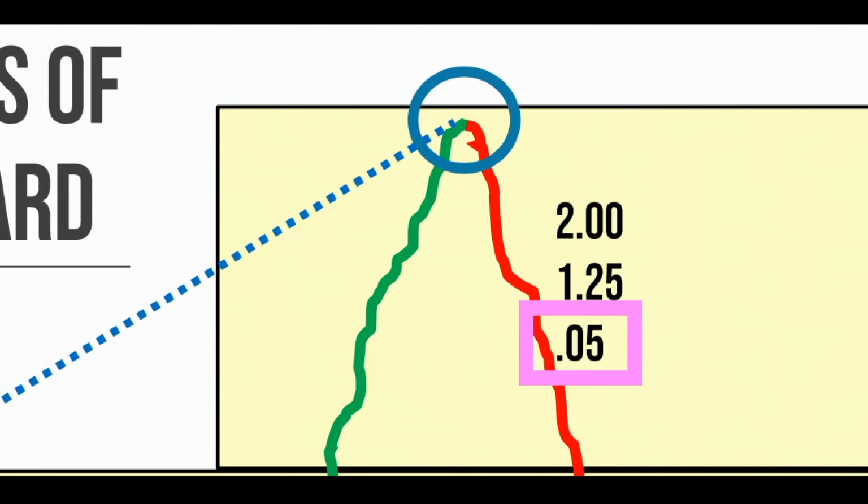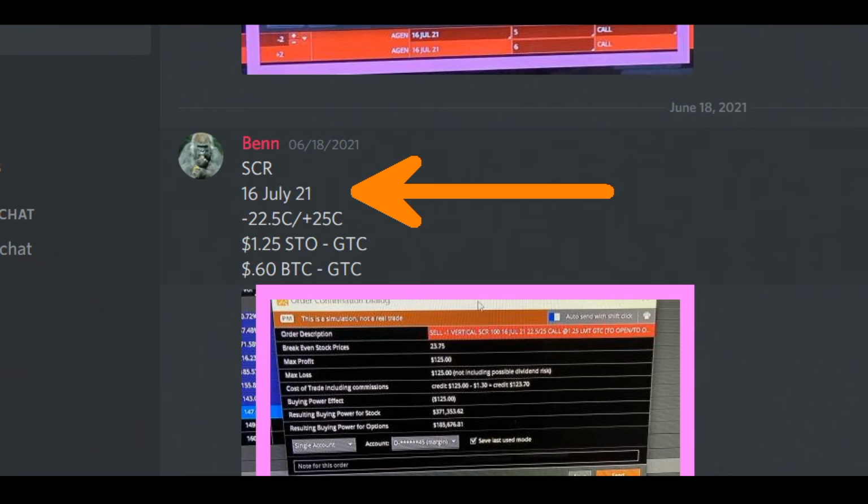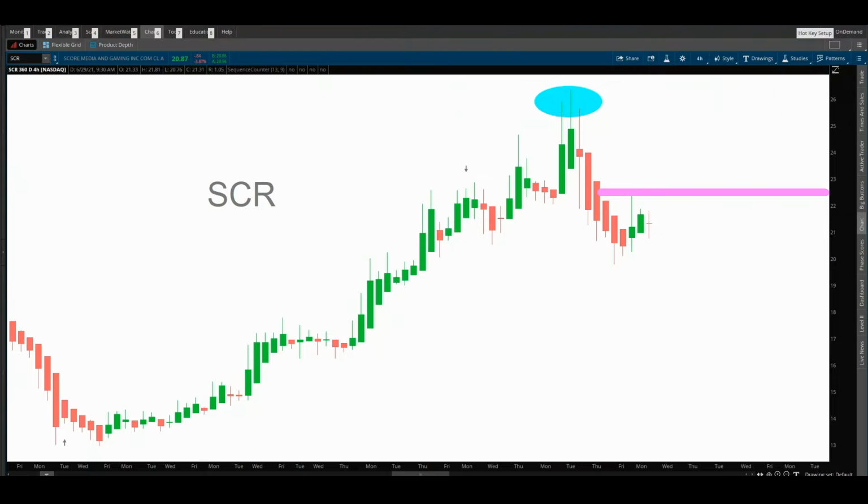The more money you want to make means that price will have to go lower in order to capture that 0-0. 90% is definitely achievable, but it's more aggressive because you have a bigger demand on price going low. Kind of like we saw on SCR, sell the 22.5s, buy the 25s for protection. As price was shooting up, we sold the 22.5s and we bought the $25 calls for protection.